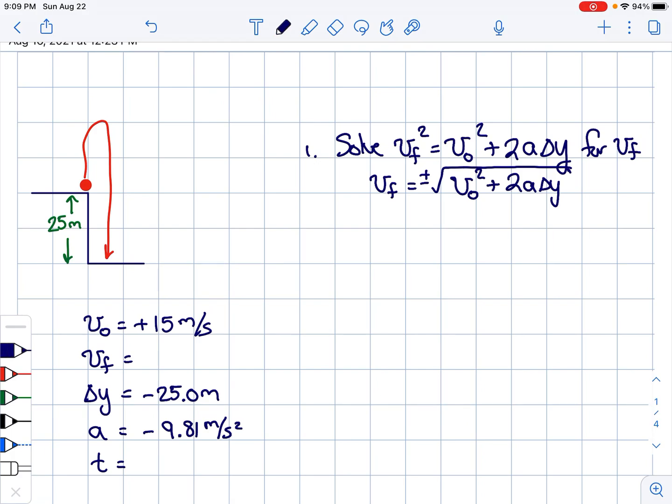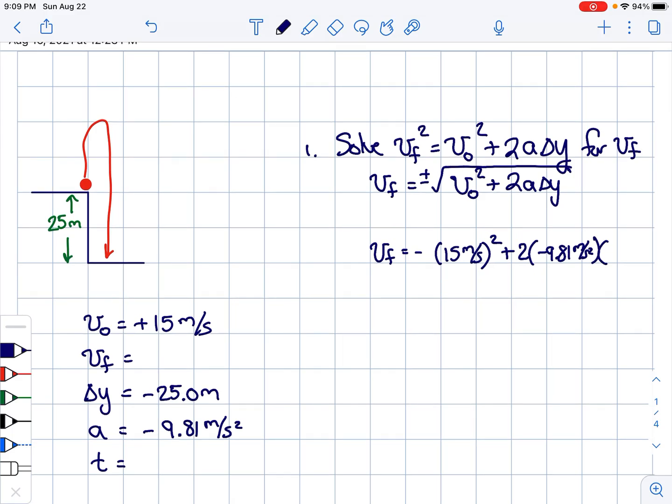So we're just going to plug in our numbers, and we just got to be a little bit careful. The final velocity is going to be negative the square root of the initial velocity, which was 15 meters per second, squared, plus 2 times a, which is negative 9.81 meters per second squared, times delta y, which is negative 25 meters. And then we're going to take the negative of that. So you just got to watch out. You've got a negative here times a negative there, okay?